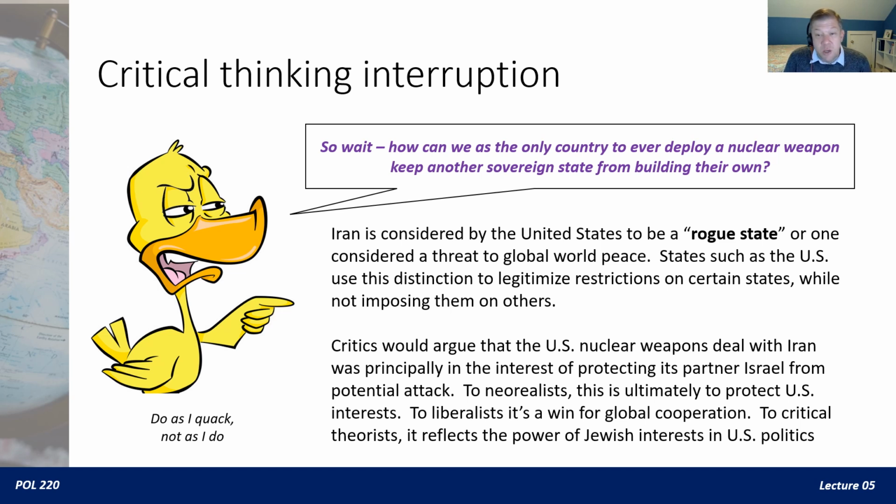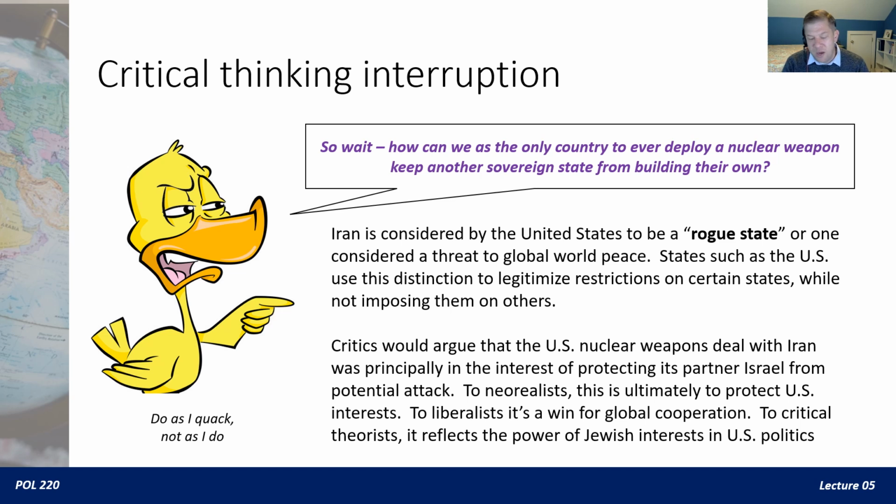So wait, how can we, as the only country to ever deploy a nuclear weapon, keep another sovereign state from building their own? Really, the explanation here is that Iran is classified by the United States as a rogue state, or one considered a threat to global world peace. North Korea is considered a rogue state as well. States will use this distinction to delegitimize some of the sovereignty of this country and impose restrictions while not imposing them on others. And so while the United States has not made any efforts to stop Israel from developing their nuclear weapons, they certainly have with Iran. It's in terms of how they classify those states, and that's how they essentially justify it.